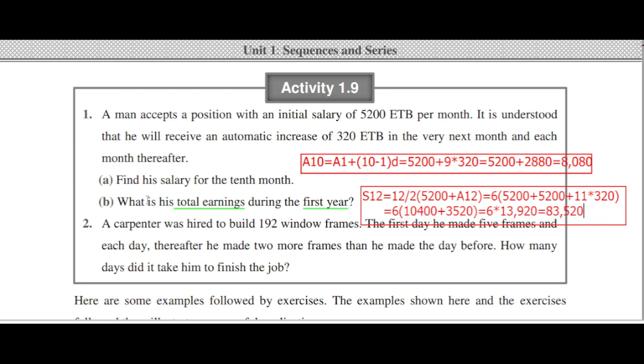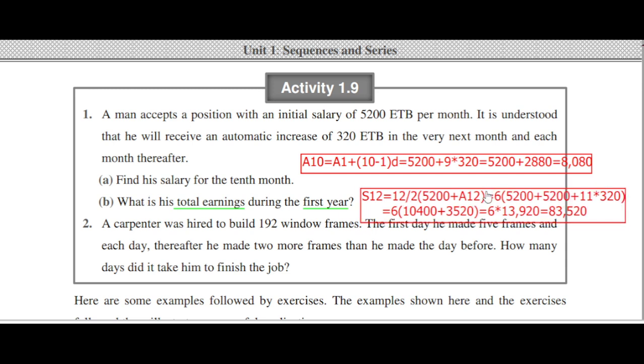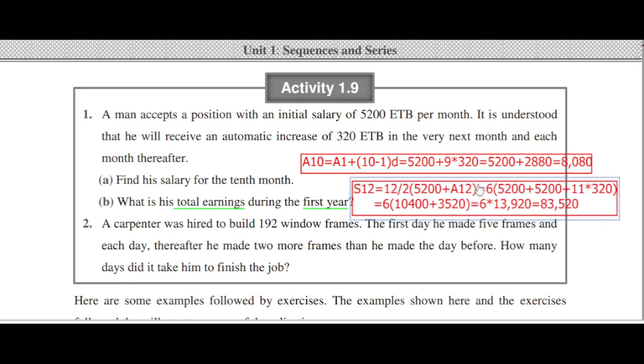Now let's go to question number 2. A carpenter was hired to build 192 window frames. The first day he made 5 frames, and each day thereafter he made 2 more frames than he made the day before. How many days did it take him to finish the job? So here we have given that the total is 192 window frames.